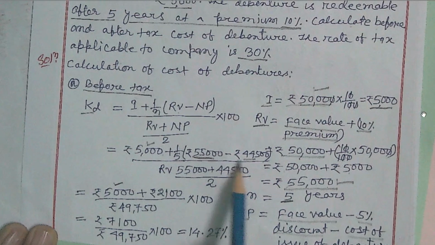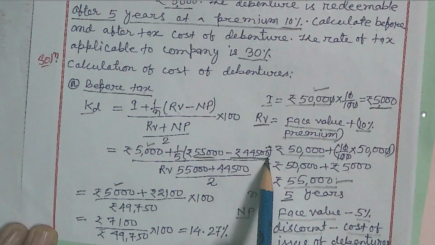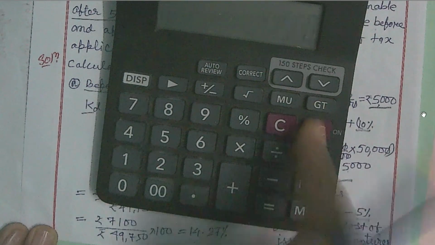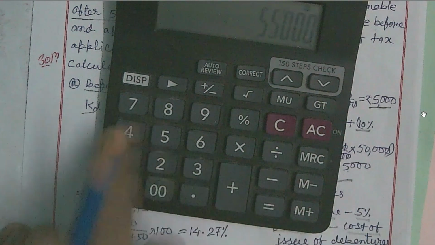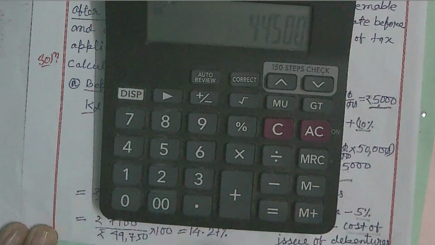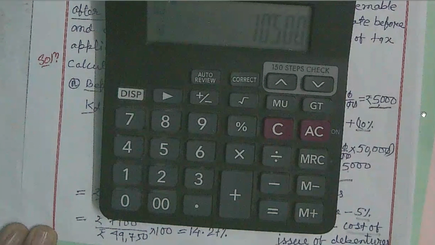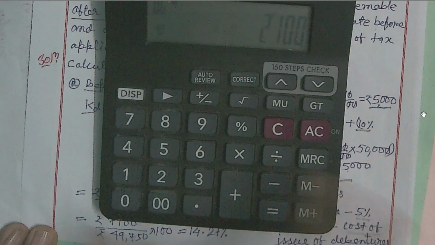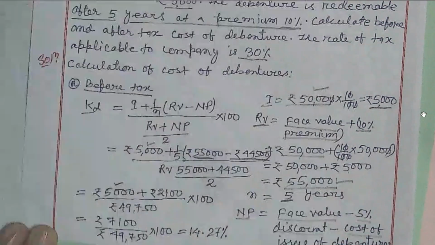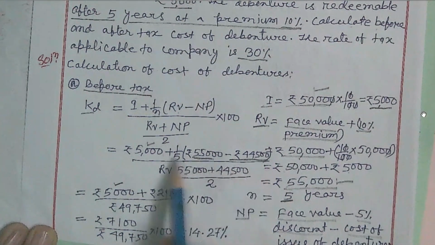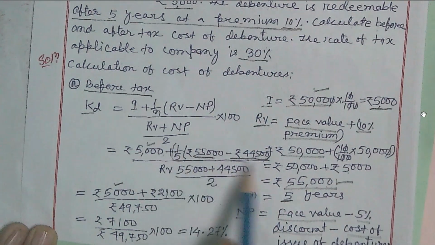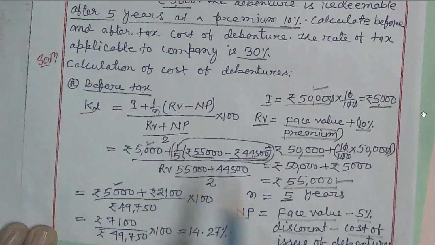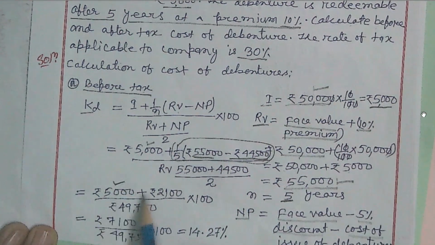here 55,000 minus 44,500, so the difference you will get is 10,500. The redemption period is 5 years, so divided by 5, you are getting 2,100. So with this calculation we get the amount 2,100, and here 5,000 plus 2,100.